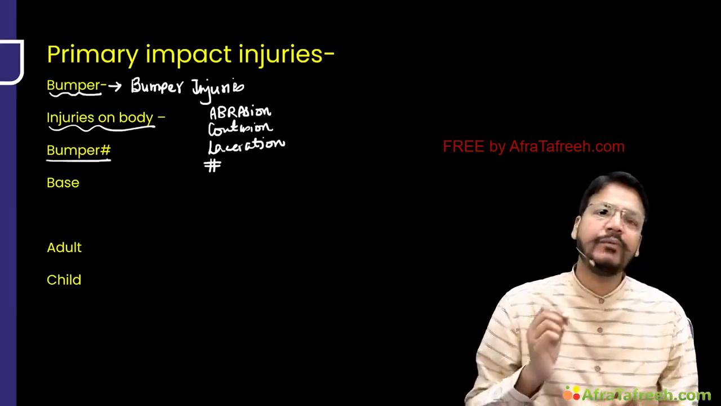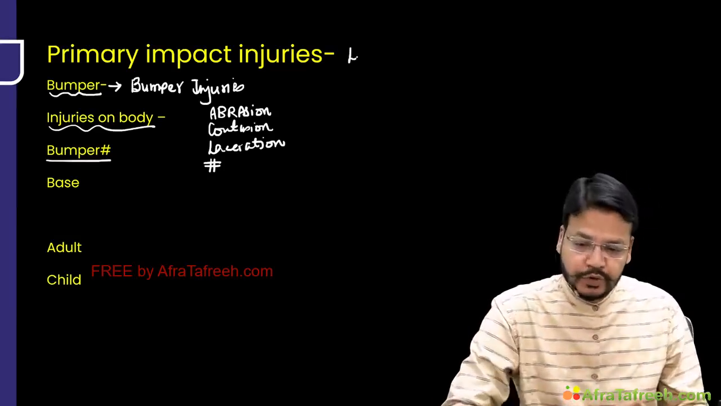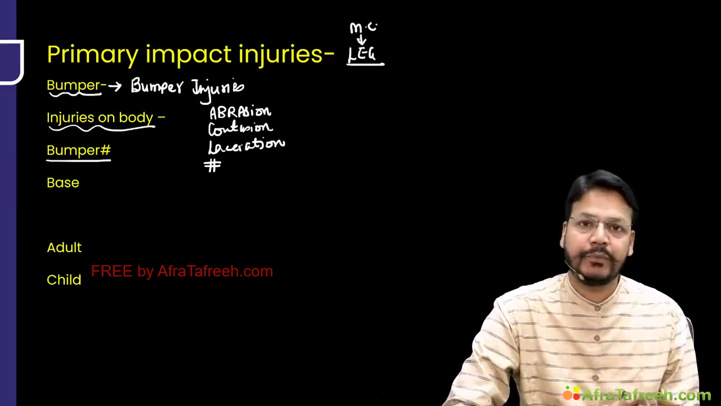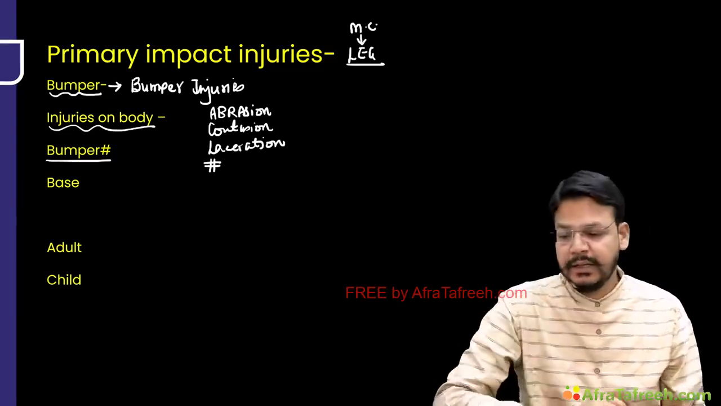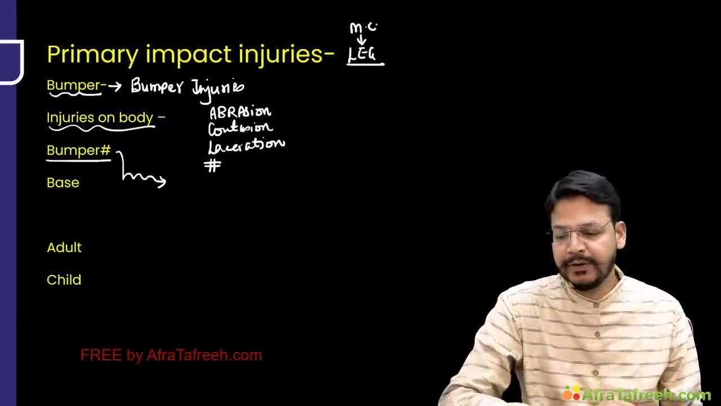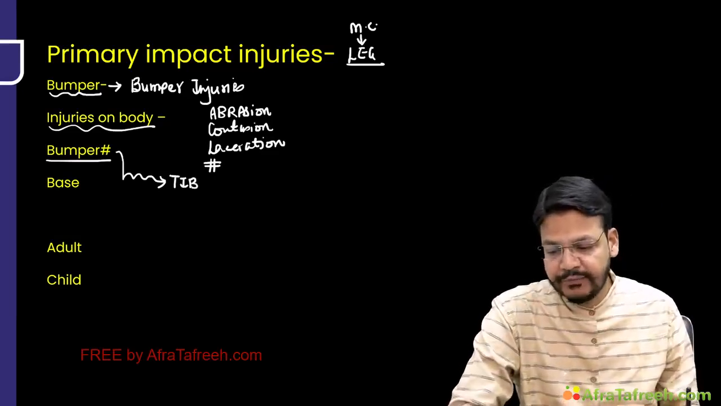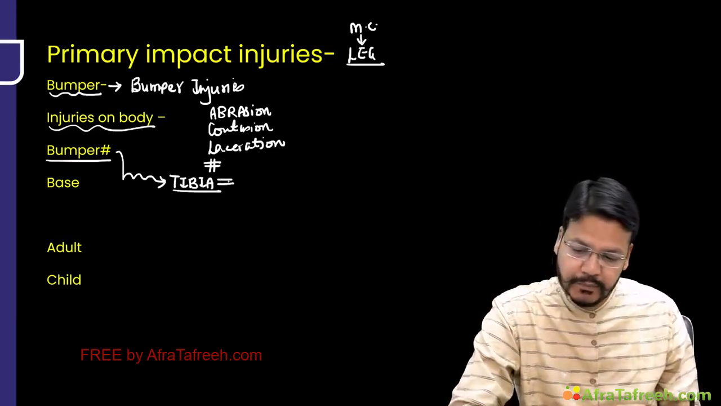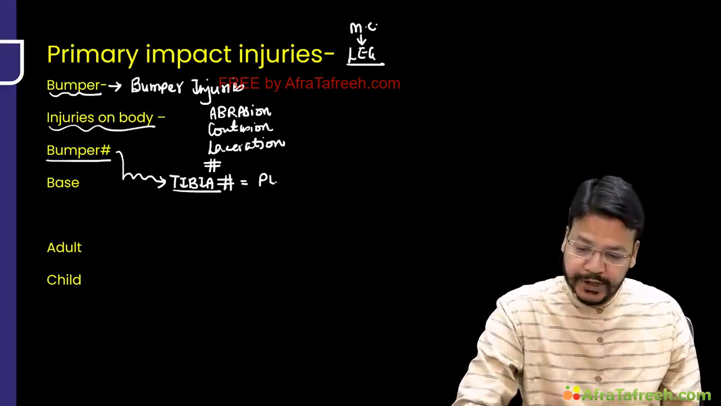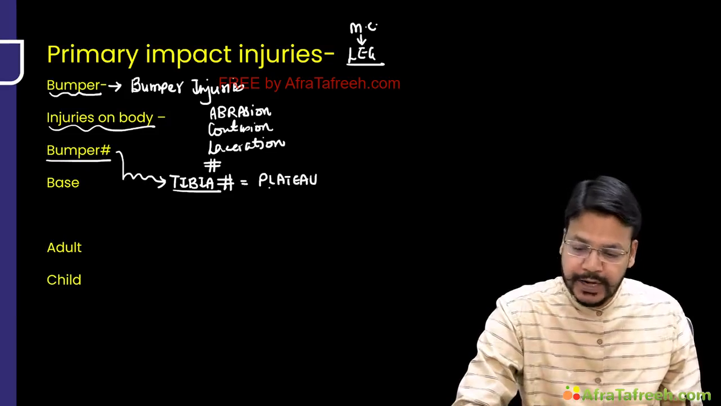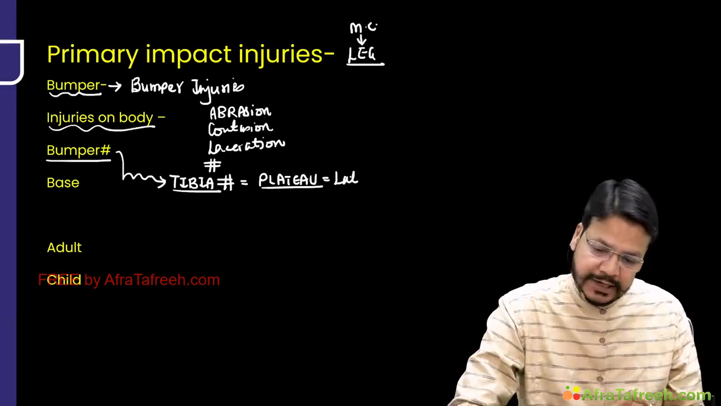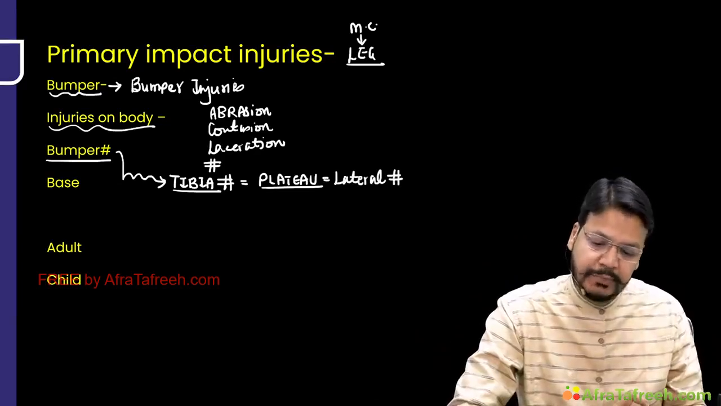Now, my dear friend, most of the time what happens? As I told you, the most common site is the leg. So if you are an adult, there will be bumper fracture. What is the meaning of bumper fracture? Bumper producing fracture is known as bumper fracture. Bumper fracture is a fracture of the tibia bone, and it is the fracture of the plateau of the tibia. The anterior surface of the tibia. Plateau of the tibia mainly on the lateral side. So this is known as bumper fracture.